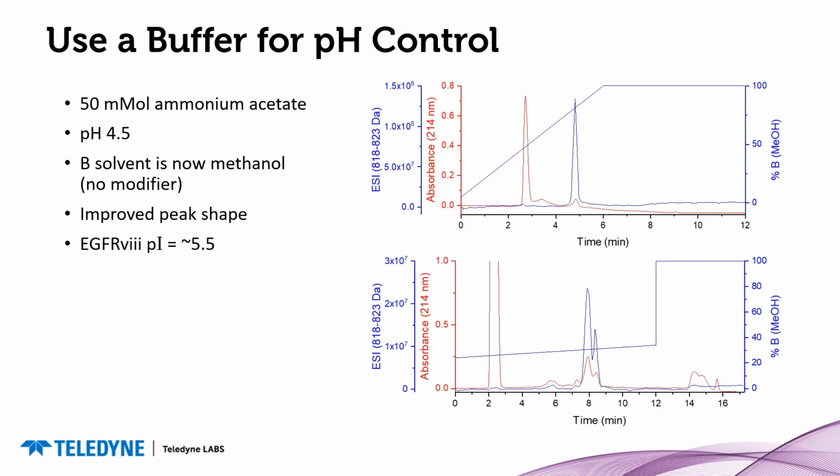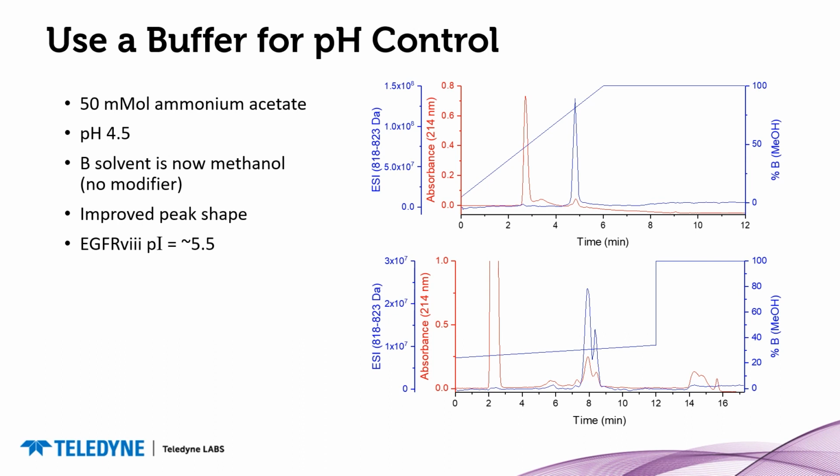So let's try a buffer, but now I need to make some changes to my solvent system. Ammonium acetate is soluble in the presence of methanol, but not acetonitrile. The focus gradient generator worked in this run with no gradient modifications needed. However, we still see multiple peaks in the UV and mass spectrometer.